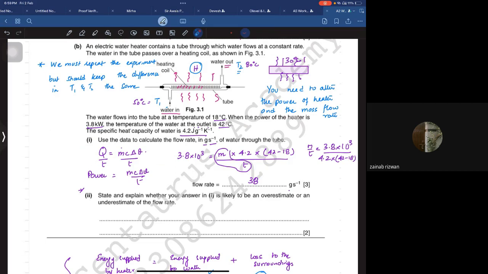So would this be an overestimate or an underestimate? What do you guys think? Exactly. So this will be an overestimate because there would be heat loss to the surroundings as well. Okay, kids? Any questions here? Please let me know.